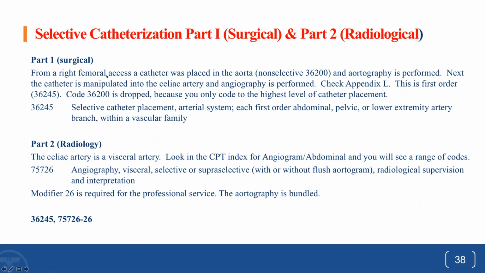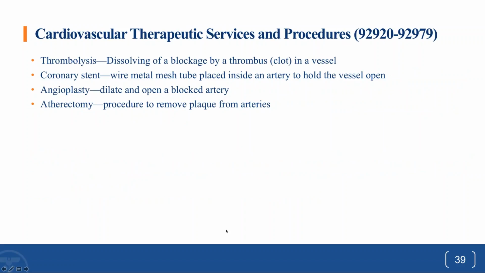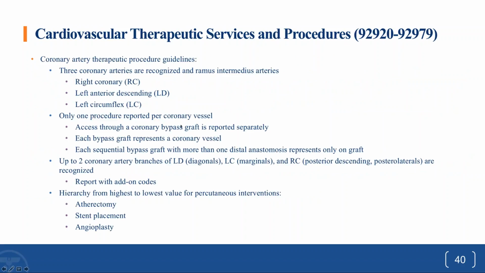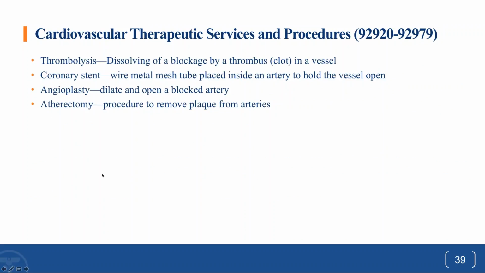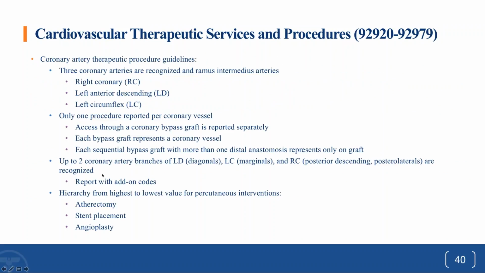Okay, so again, if the starting point is the aorta, you have your 36200 right there. It's going to tell you to check Appendix L. Back in Appendix L, we already have the page they use. We have the CPT codes on there for you already. Go back. These are just some more terminology in the cardiovascular section.